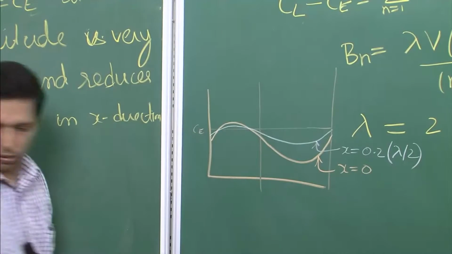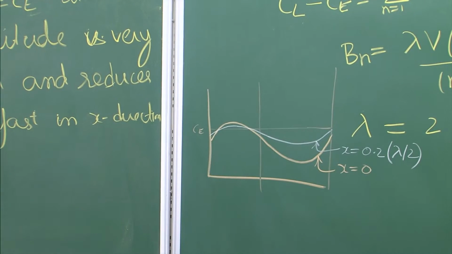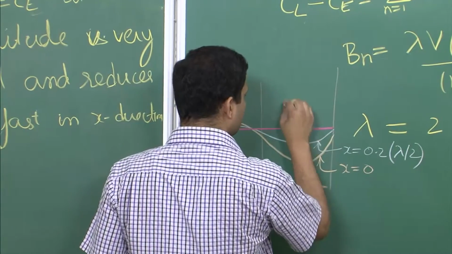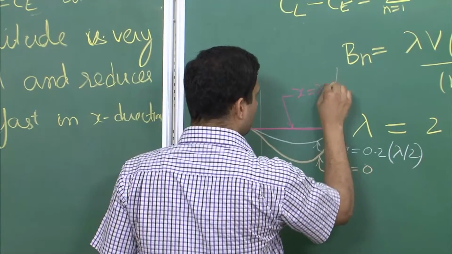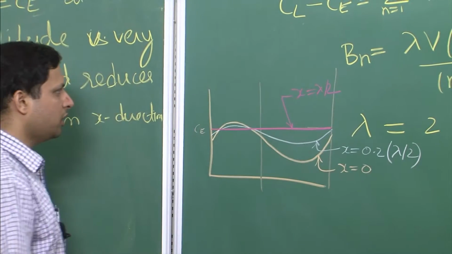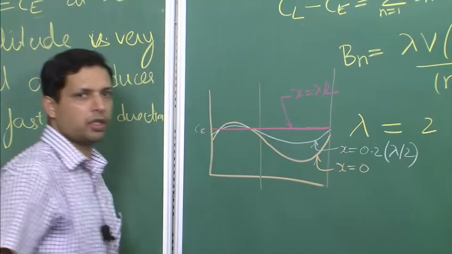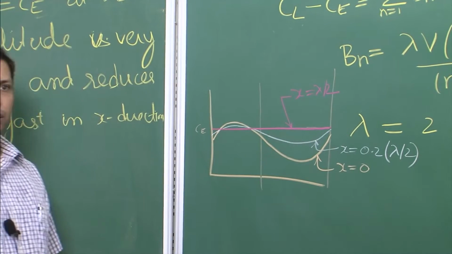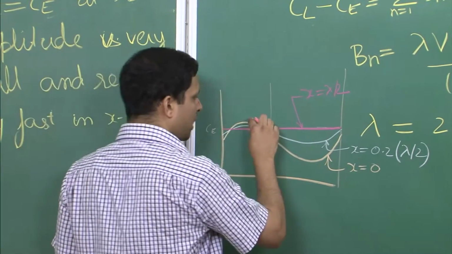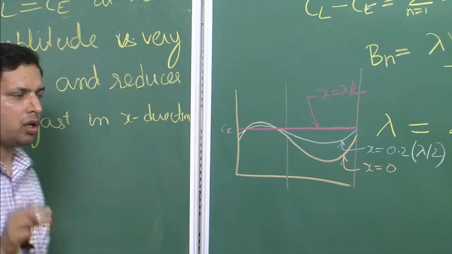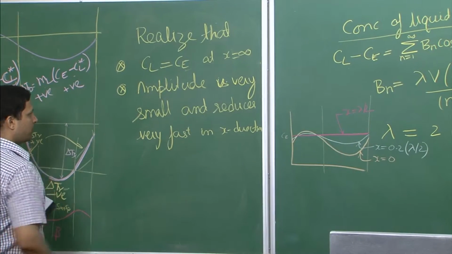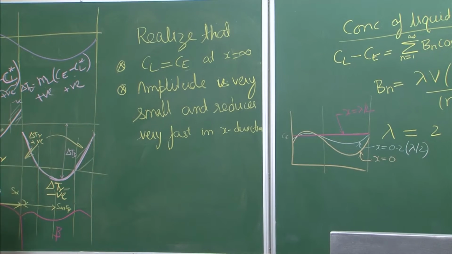And if I go to a distance x equal to lambda by 2, just at half the wavelength it has almost reduced to 0 amplitude. That is how fast the amplitude reduces. This also gives us an understanding that this amplitude is very small in magnitude. So this is the part which we have expressed over here.